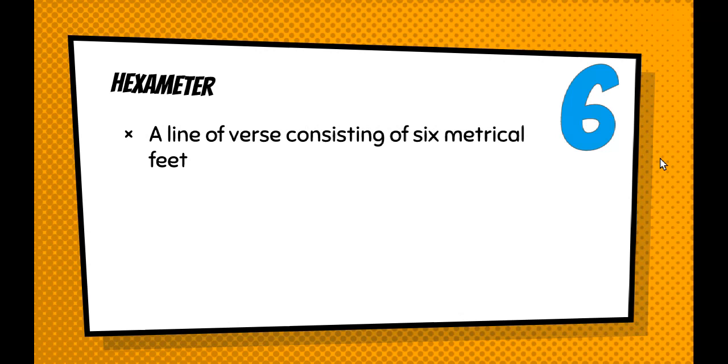Next is a hexameter. This is a line of verse consisting of 6 metrical feet. So this probably is really confusing. This is talking about poetry. So in like ancient Greece and in a lot of old literature, they wrote in verse or poetry, kind of thinking about songs. And so it would be really important to think about the rhythm and how many syllables and all of that when you're writing. So a hexameter is a line of verse that consists of 6 metrical feet.